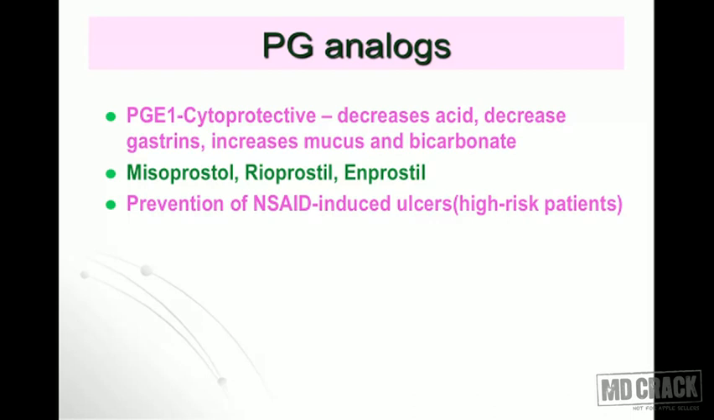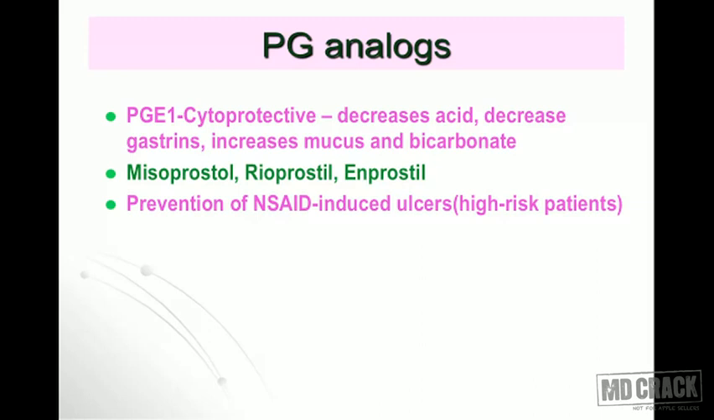What's their use? They could be used in high risk patients to prevent the NSAID induced ulcers. And I hope you understand the non-steroidal anti-inflammatory drugs, the NSAIDs, decrease the prostaglandin secretion. They decrease the prostaglandin synthesis. So this patient becomes more susceptible to peptic ulcer. That's one of the commonest adverse effects of the NSAIDs.